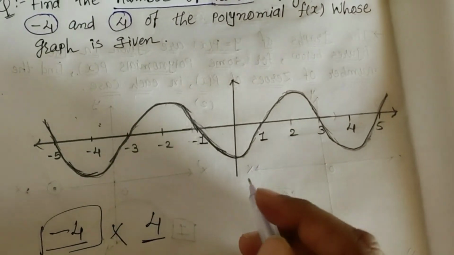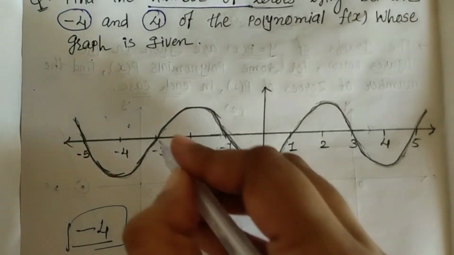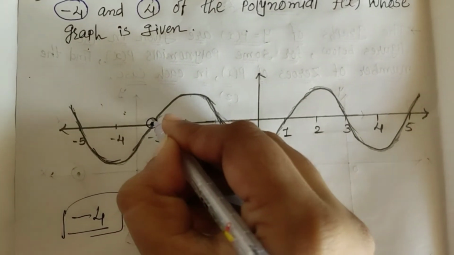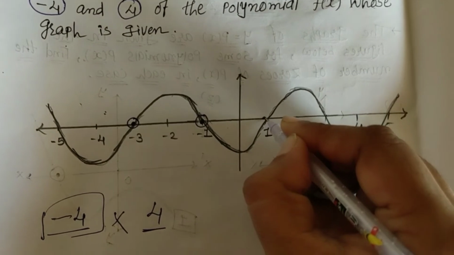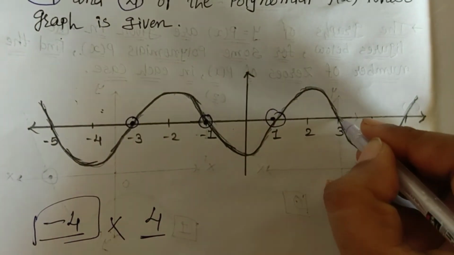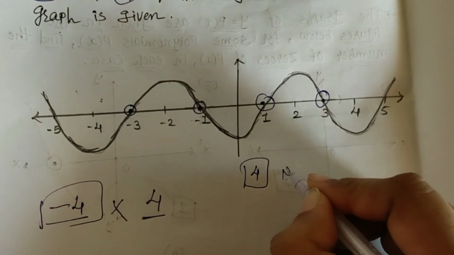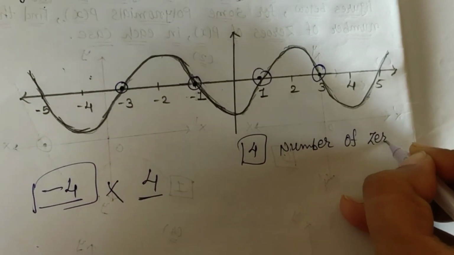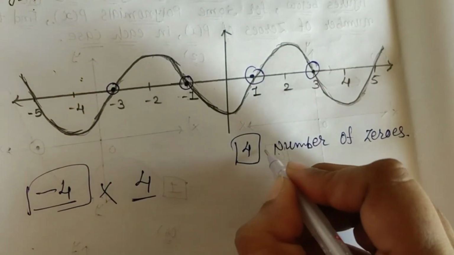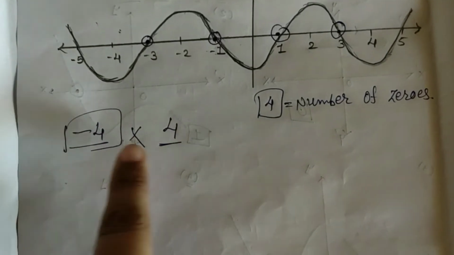ओके, तो यहाँ पे अगर -4 और 4 के बीच में नंबर ऑफ जीरोस की बात की जाए, दैट इज -3, -1, 1 and 3, means 4 number of zeros. यहाँ पे नंबर ऑफ जीरोस कितने होने वाले हैं? 4. बट कौन से नंबर ऑफ जीरोस 4 हैं? -4 और 4 के बीच में.